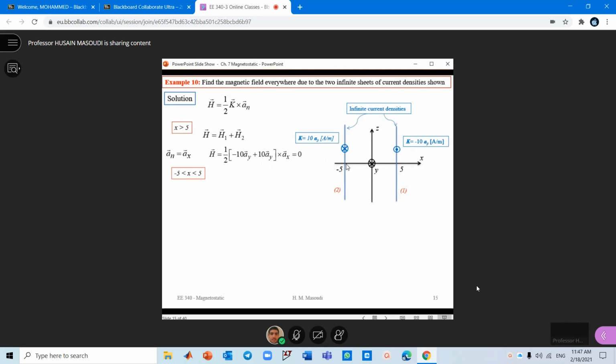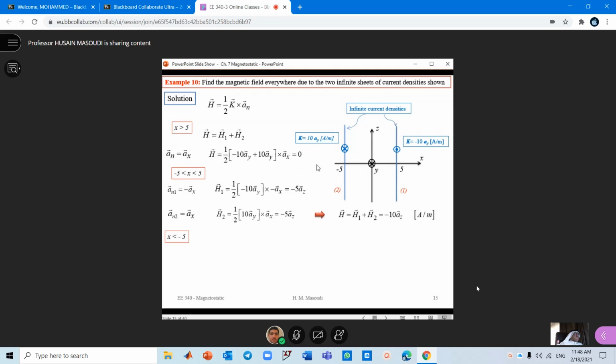And for this one, AN now is AX. So it's AY cross with AX, so this is a minus AZ. Both of them are minus. For the first one, AN is minus AX, so it will give us minus AZ. For the second one it is AX, and this will give us again another minus AZ. And the summation is going to add up in here. And the last one is a repeat of this one.